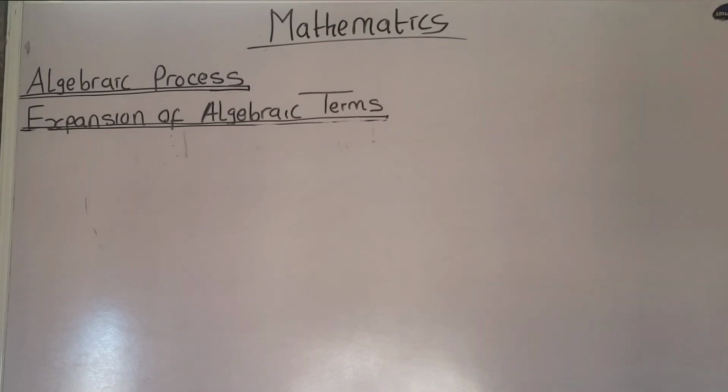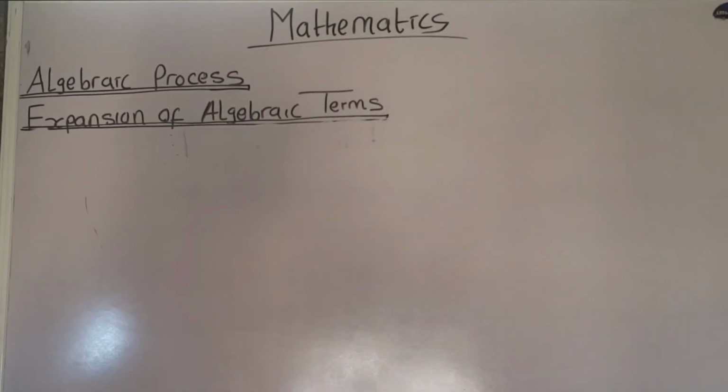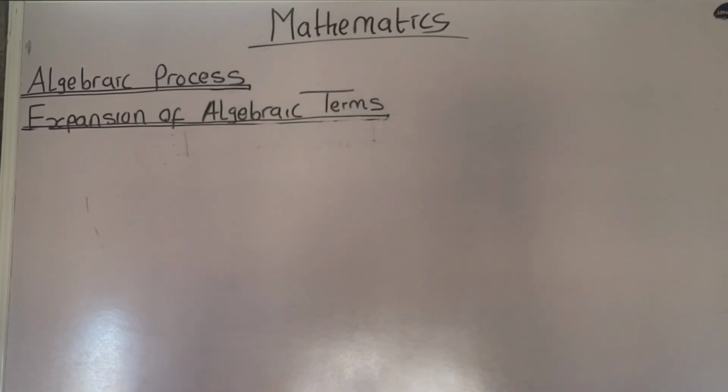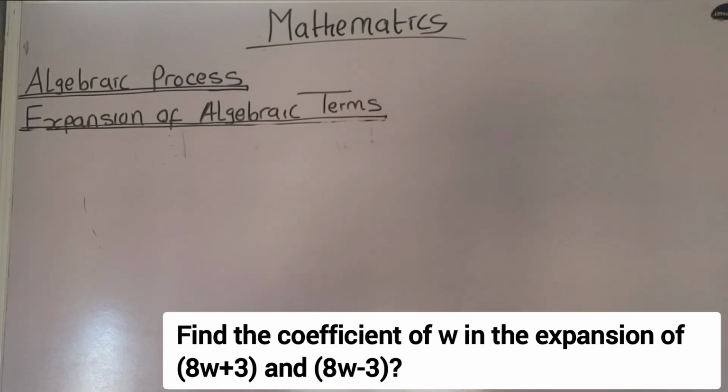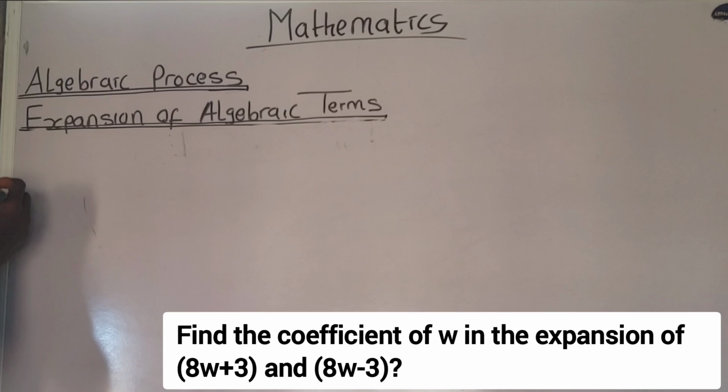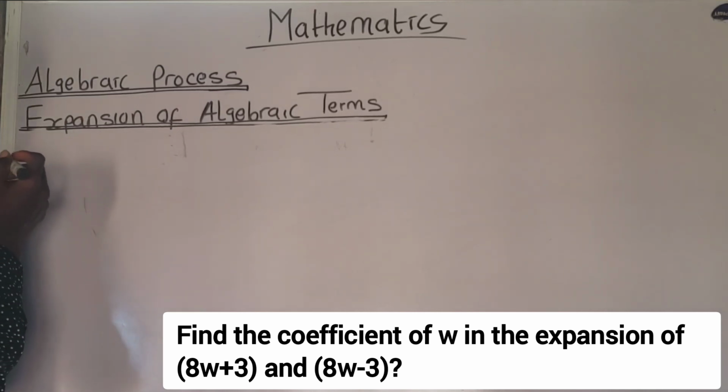In today's class, we're going to go over past exam questions on this specific topic, expansion of algebraic terms. Okay, let's start with the first question. We are asked to find the coefficient of w in the expansion of 8w plus 3 multiplied by 8w minus 3.